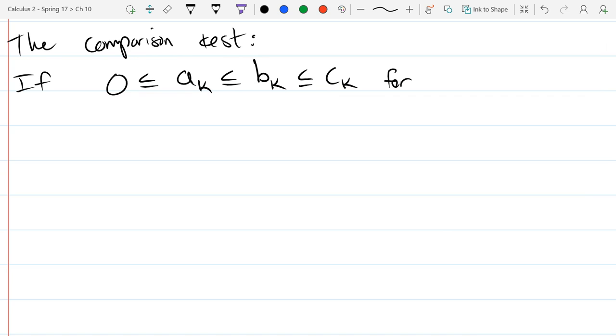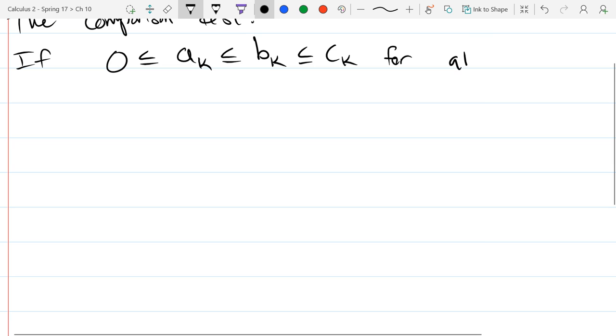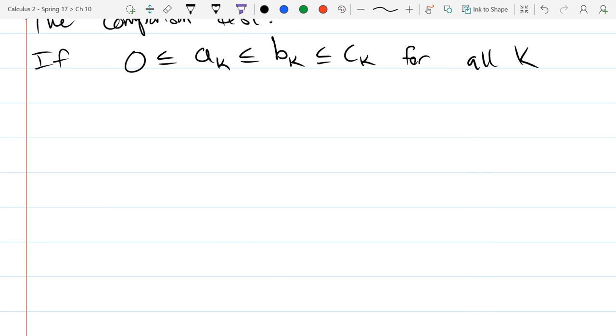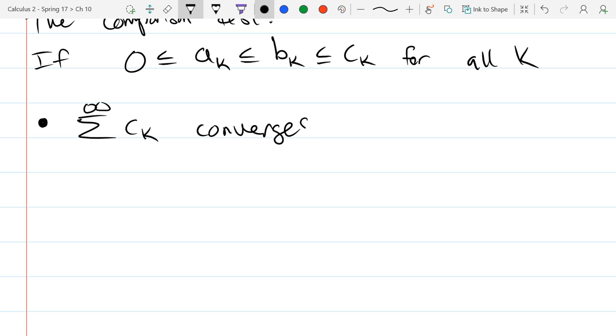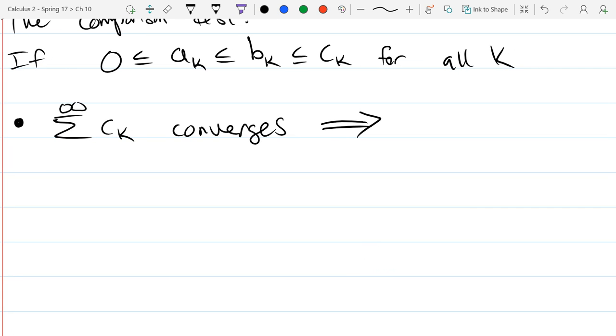So you have a small, medium, and large term. And this is for all k. So this is the hypothesis, and there's going to be three conclusions we're going to draw from this. And of course, it doesn't matter where we start. So if this converges, so if you know this series converges, what does that mean about the BK series? Also converges. It also converges.